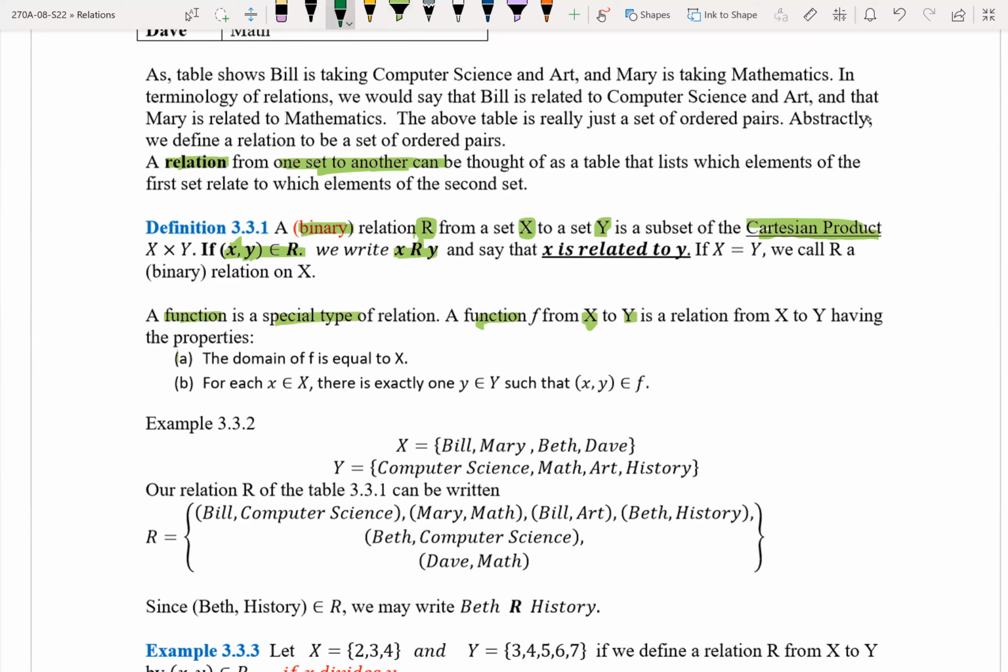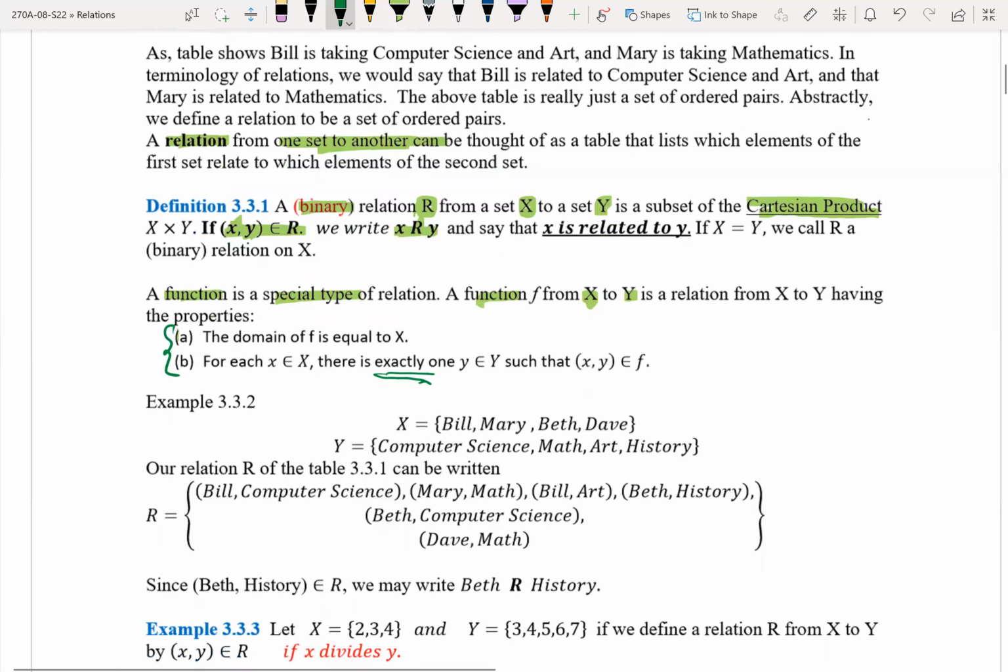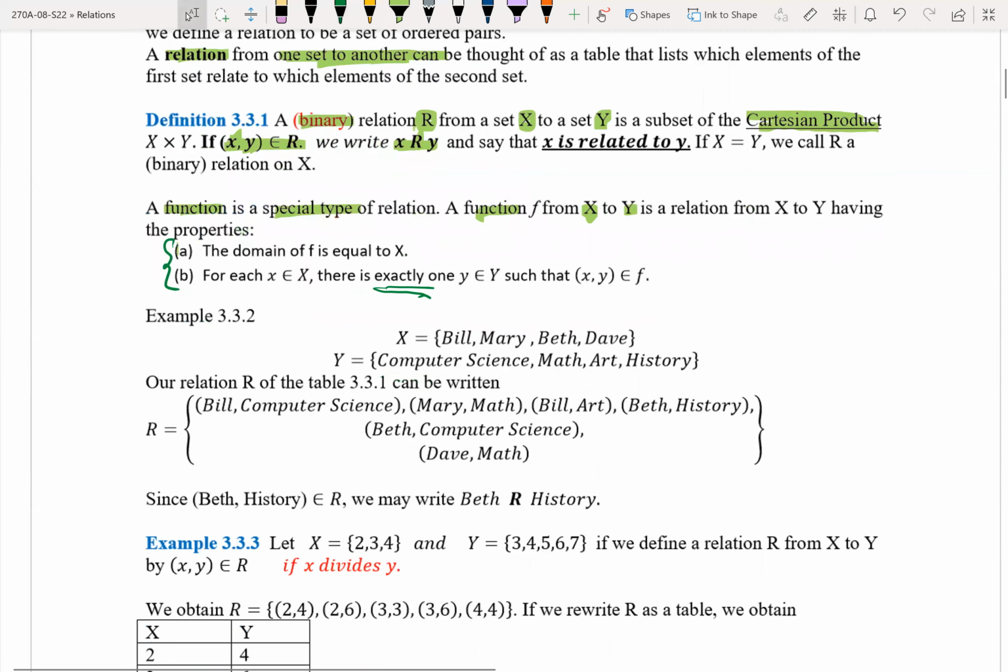These two properties are satisfied. Your X's are coming from the domain. For every single X from the domain, there should be exactly one Y in the codomain such that X and Y is in that relation, in that function, okay? So that was just special for being a function, but a relation doesn't have any condition, okay?